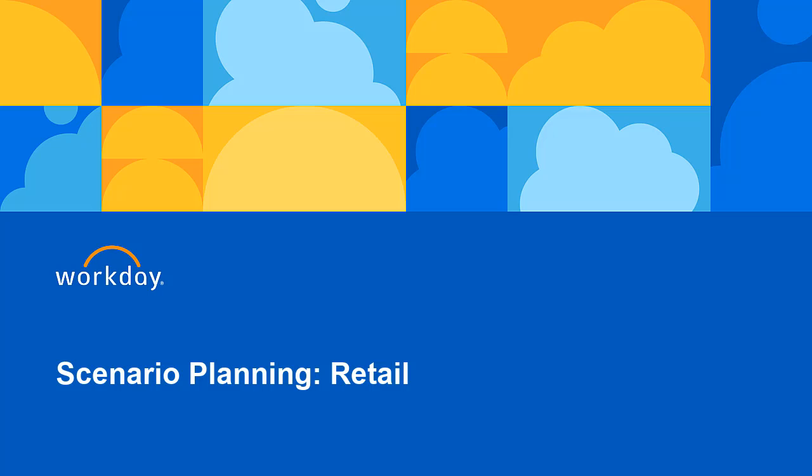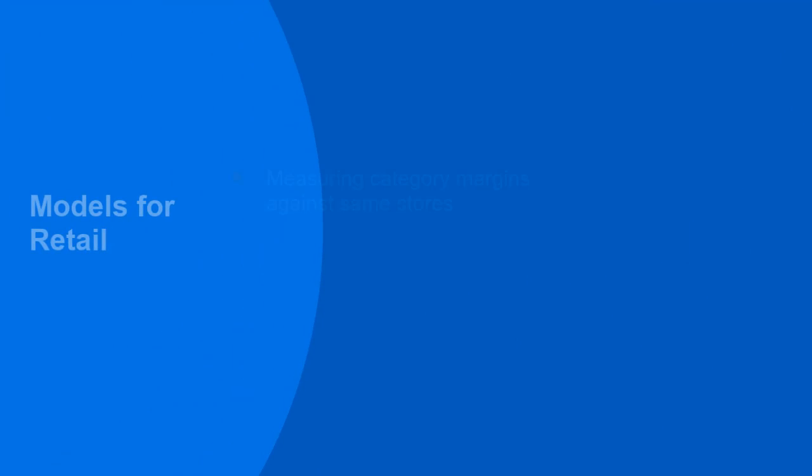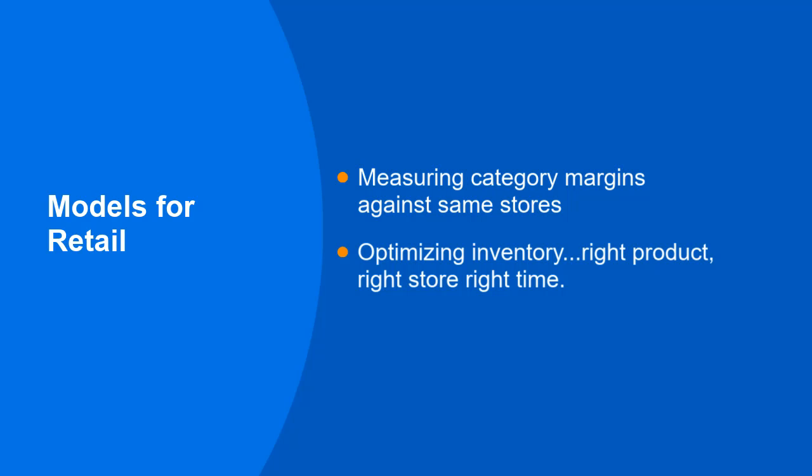By using Adaptive to Plan, retailers can drive significant improvements in their day-to-day operations. Examples include measuring category margins against same stores and optimizing inventory, making sure that we get the right product at the right store at the right time. Let's look at some examples of these.